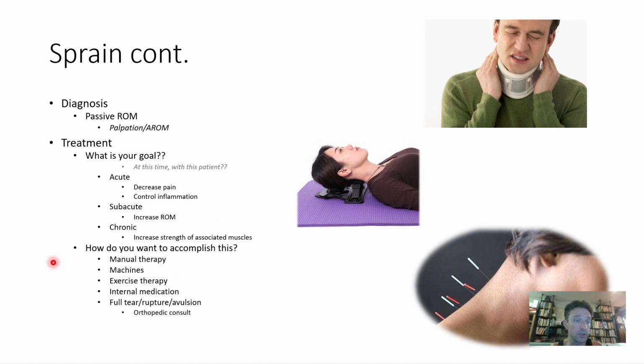So there's a lot of ways you can do this. Very, very similar. The other thing, I can't remember if I put it on the last slide or not: if we're dealing with a full tear or rupture or an avulsion, you probably want to get some sort of orthopedic consult for that, because that might be a surgical fix. We might need help reattaching a ligamentous structure to a bone.